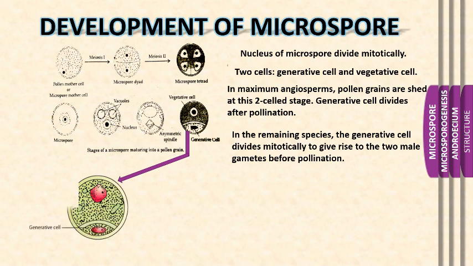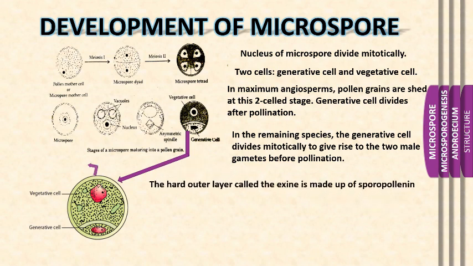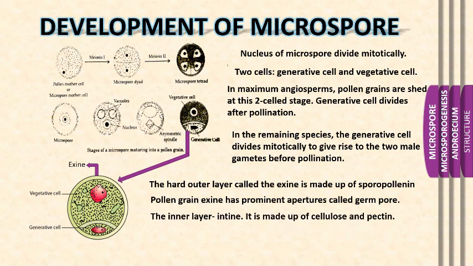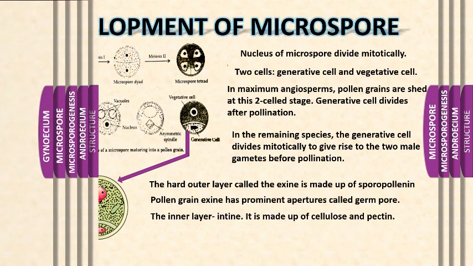If we see the enlarged structure of the pollen grain, you can see a very prominent vegetative cell, while the generative cell is smaller compared to the vegetative nucleus. The outermost layer is known as exine. It is hard and made up of sporopollenin. Sporopollenin is resistant to acid and temperature. The inner layer is known as intine.